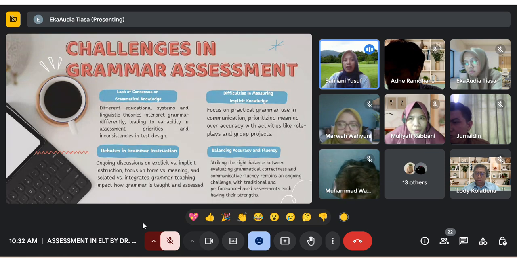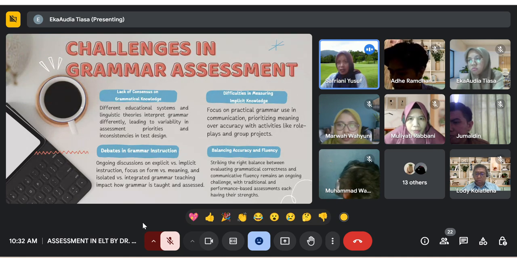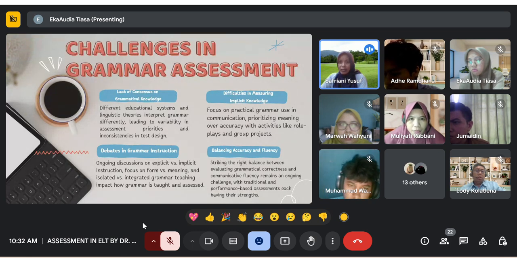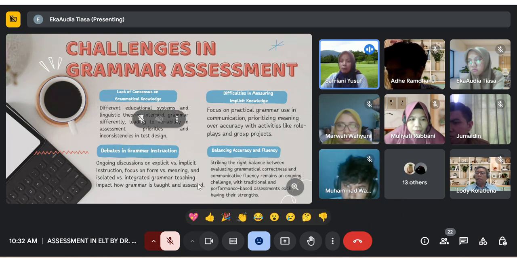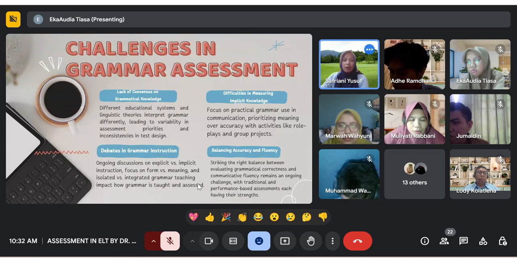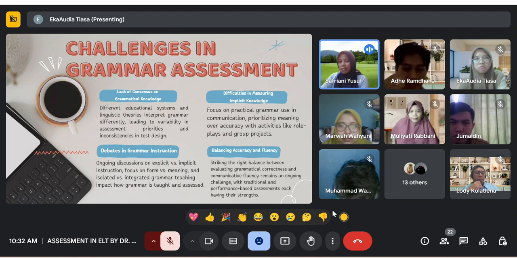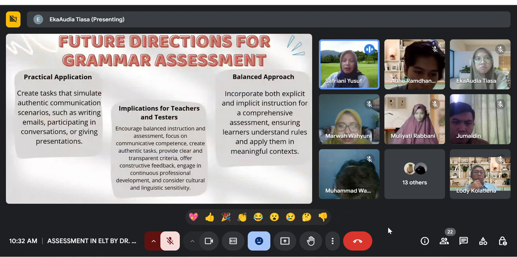The next one is about balancing accuracy and fluency. Striking the right balance between evaluating grammatical correctness and communicative fluency remains an ongoing challenge, with traditional and performance-based assessments each having their strengths. I think that's all for the challenges in grammar assessments, and next will be explained by Ade.